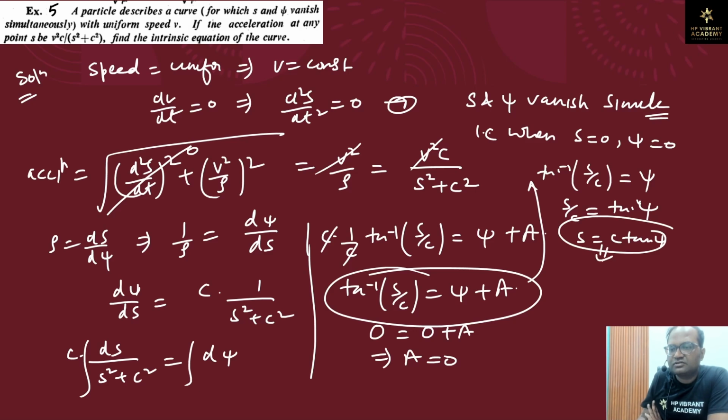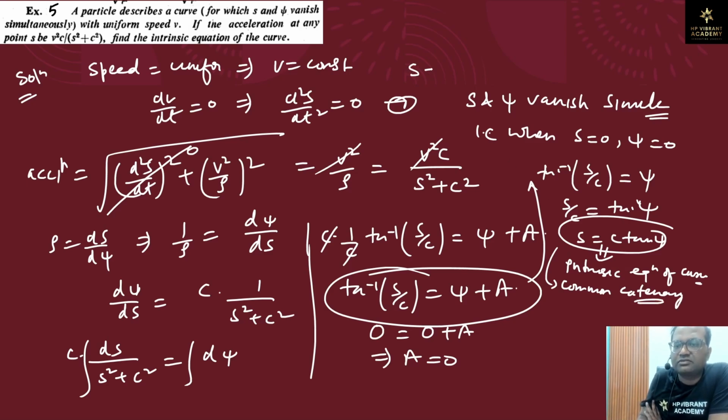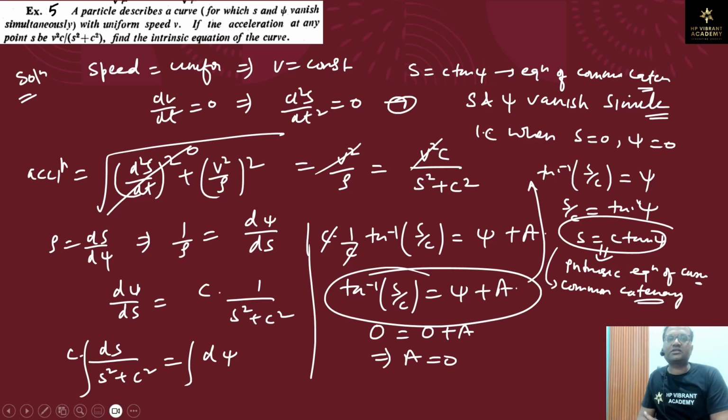This is the intrinsic equation of the curve. Okay, and in fact what we have studied in statics is that this is the equation of the common catenary. So s is equal to c tan psi is the equation of the common catenary. This we have discussed in the statics lecture series.